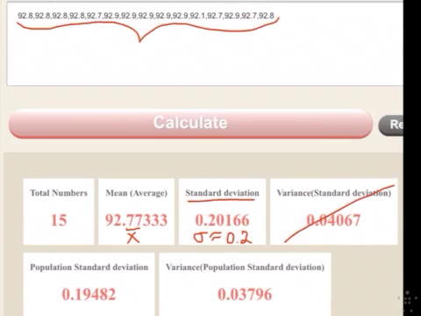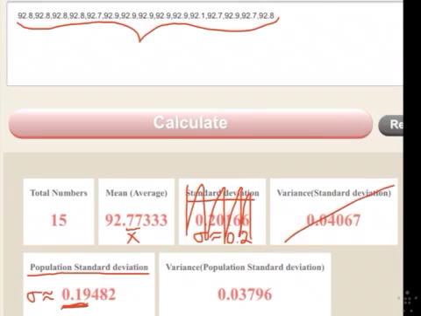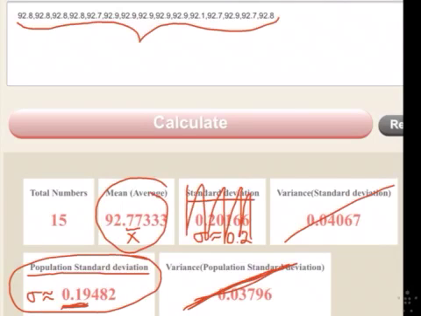And hold on, standard deviation and population standard deviation are different. We do not want to look at just the regular standard deviation. We want to look at the population standard deviation. So our sigma is going to be approximately 0.19. And the variance, we will not pay attention to. So use the mean and the population standard deviation as your X bar and sigma respectively.